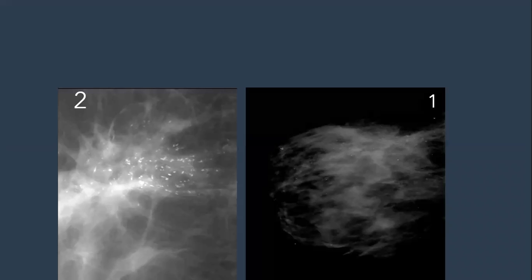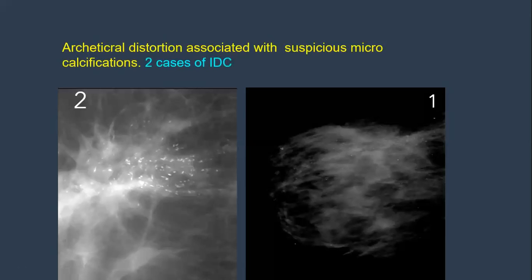Full stop. Okay? So the other one, there is distortion, asymmetry, and pleomorphic calcification. Sorry, not very clear, but it's pleomorphic, segmental, because it is coming from here, pointing toward the nipple. So it's 5. Both cases were invasive ductal carcinoma. Those are my patients. This is from the literature.